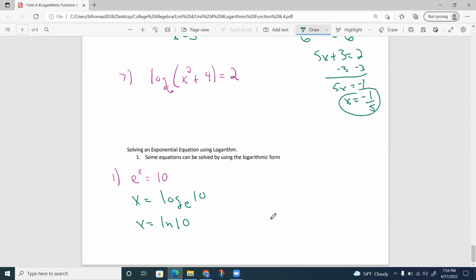So that concludes our lesson on working with logarithmic functions.